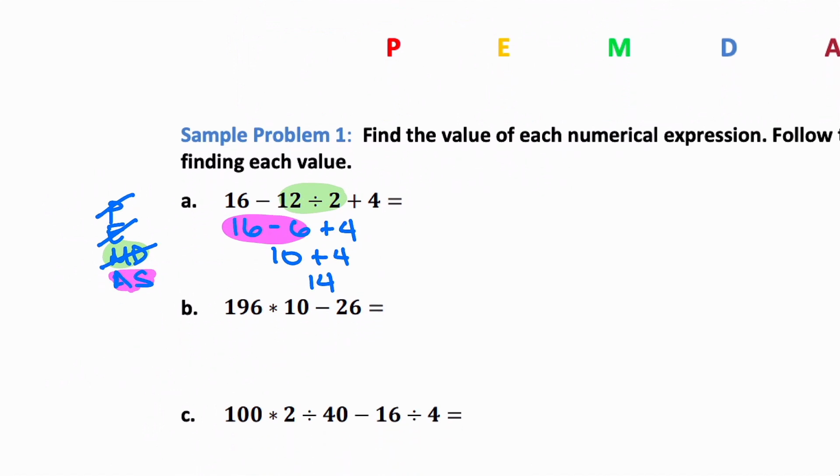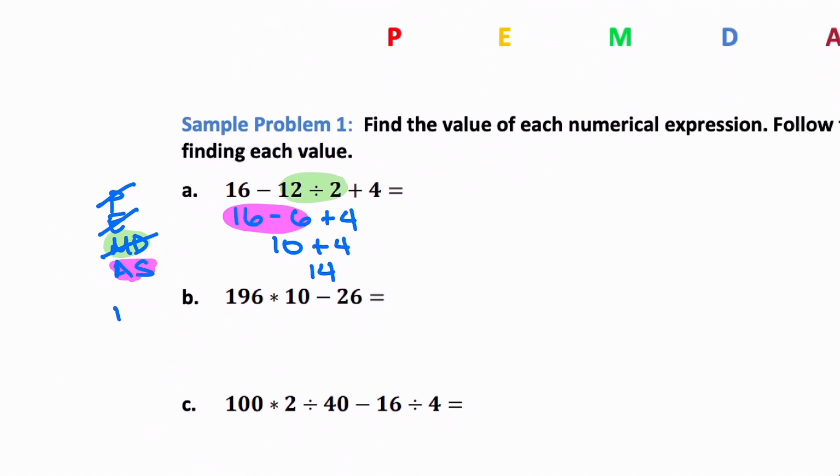All right, that takes care of the first one. Let's move on to the next one. I'm going to go ahead and write PEMDAS. I'm going to look for parentheses. I don't see any. I'm going to look for exponents. I don't see anything. I'm going to look for multiplication and division. I do see a multiplication problem. So I'm going to multiply those first. Remember, you just move the decimal one time to the right, which makes it 1,960 minus 26. And since there's only one thing left to do, I'm going to go ahead and subtract those, and I get 1,934.